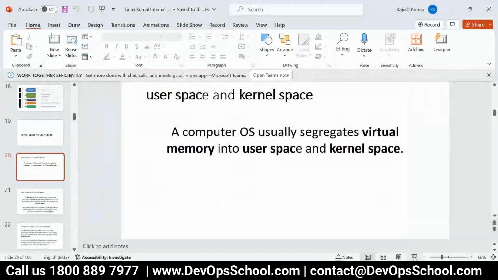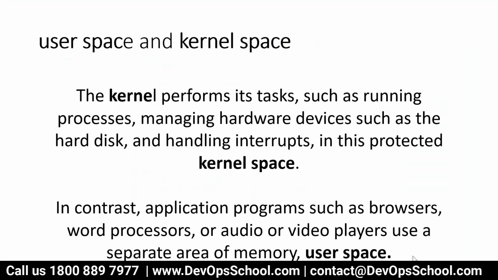Now, what is kernel space doing and what is user space doing? In kernel space, whatever memory allocation happens, it performs all the tasks which we discussed earlier, such as running processes, managing hardware devices, the hard disk, handling interrupts, and all stuff like that. So in kernel space, all these applications are running. Now in user space, what are you running? You are running the browser, notepad, wordpad, audio, video, all these things.